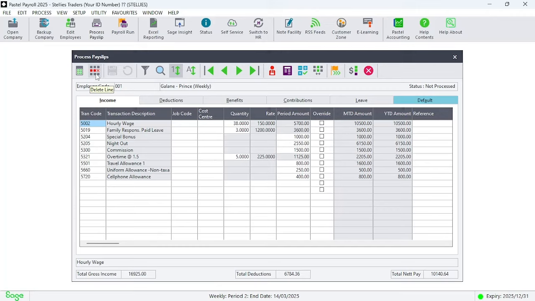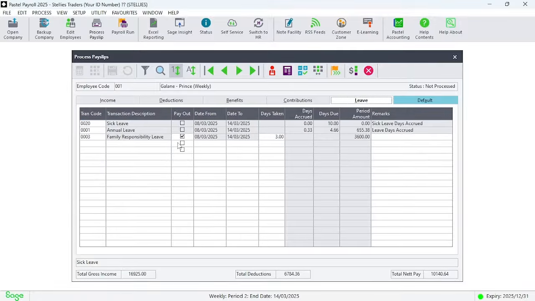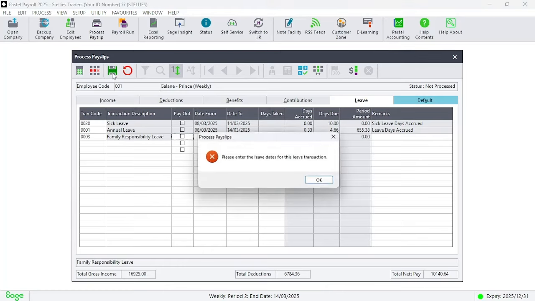So let's go back again and talk about the situation with the family responsibility. Remember that he is entitled to family responsibility leave, so he now got paid out for it. If you feel that it's incorrect because they don't say that, it's fine. All you need to do is untick that there and save it.